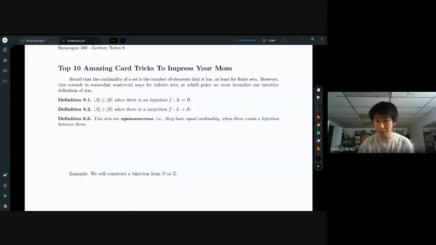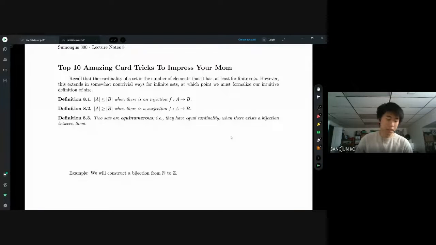Great. The recording is now in progress, so we'll start to talk about the material today. So today we're going to talk about cardinalities of sets.